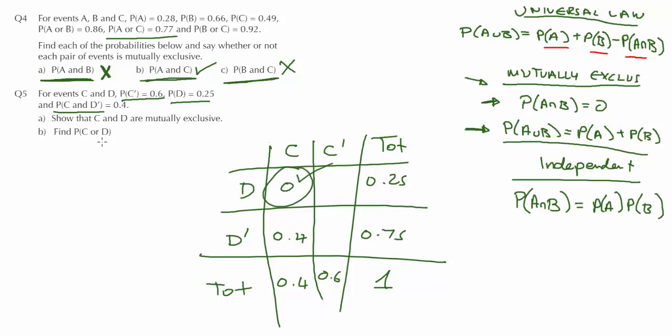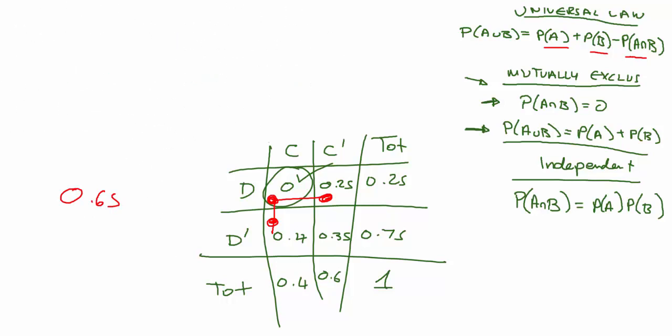Find the probability of C or D. I'm just carrying on. This is 0.25. This one is 0.35. And remember, if I want C or D, that means I want all the C's and then all the D's. So I add those three up, 0.65. There you go. And again, the mutually exclusive questions are not bad.